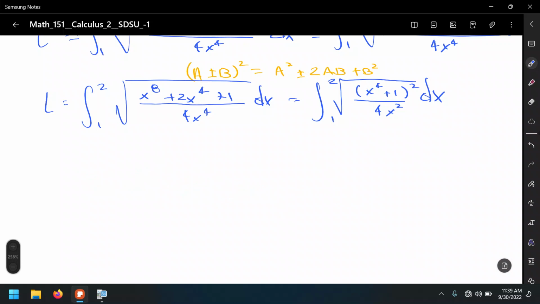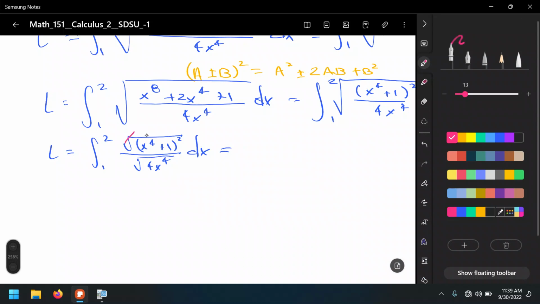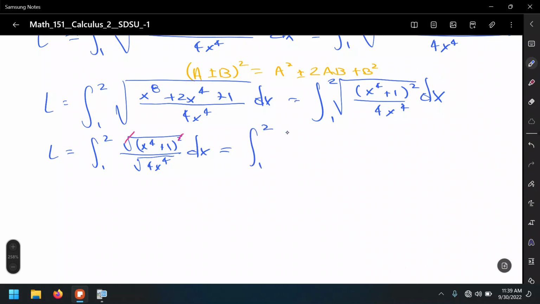So at this point we can use the quotient rule for radicals. That gives the integral from 1 to 2 of the square root of (x to the fourth plus 1) quantity squared divided by the square root of 4x squared. Actually, this is supposed to be 4, right? Good news, these are perfect squares. Well, what's going to happen then? The radical cancels the square, and that's going to give us the integral from 1 to 2 of x squared plus 1 over the square root of 4, which is 2, and the square root of x to the fourth, which is x squared.